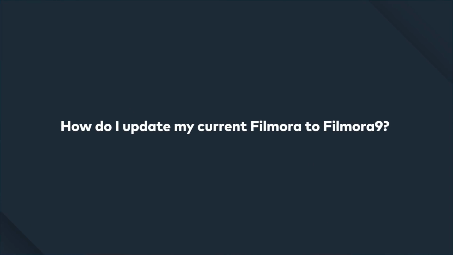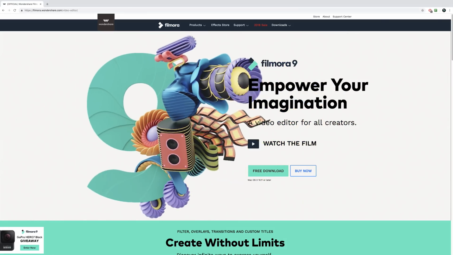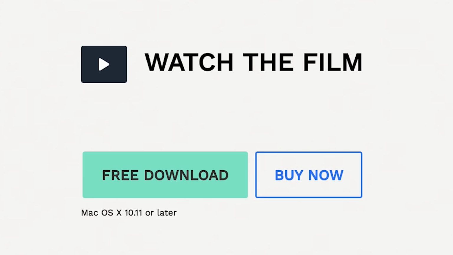How do I update my current Filmora to Filmora 9? You can update your Filmora to Filmora 9 by going on the website and clicking on the free download button, or you can go to the link below and you can check it out.